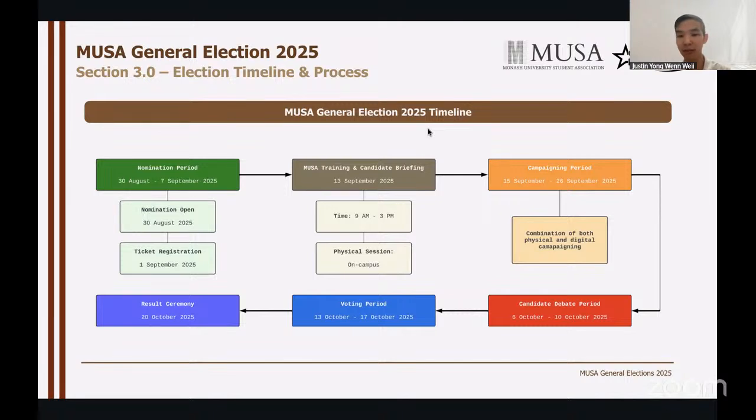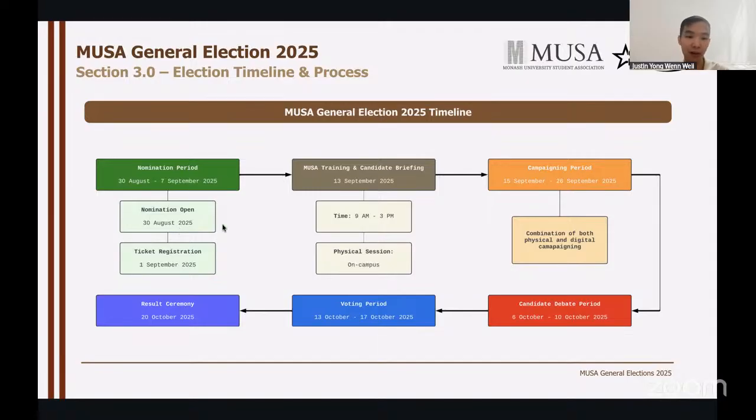Especially if you're planning to run for the elections, it's important to understand the timeline and what you would be doing at different stages of these elections. Between August and September, we'll be having the nomination period. As of tomorrow, the nominations will open, and the ticket registration will be on the 1st of September.